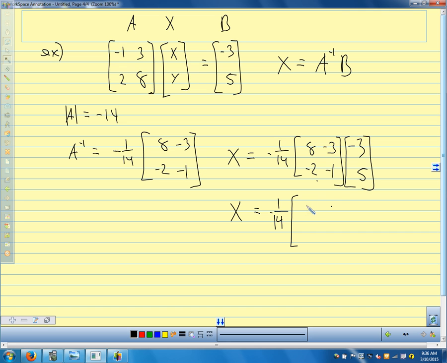So we get negative 39. And for the second row and the column, we get 6 minus 5, so 1. And then we can multiply through by the negative 1/14, so we get 39 14ths and negative 1 14th for our solution.